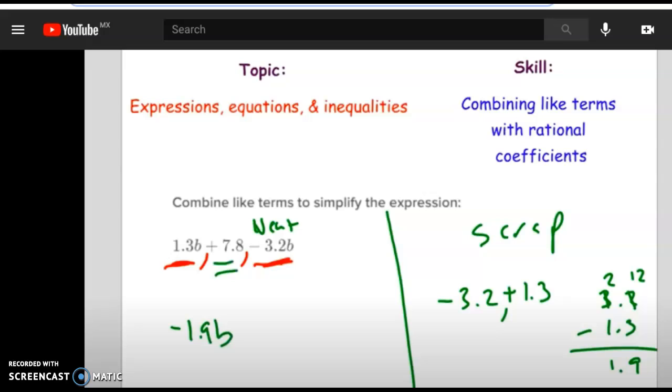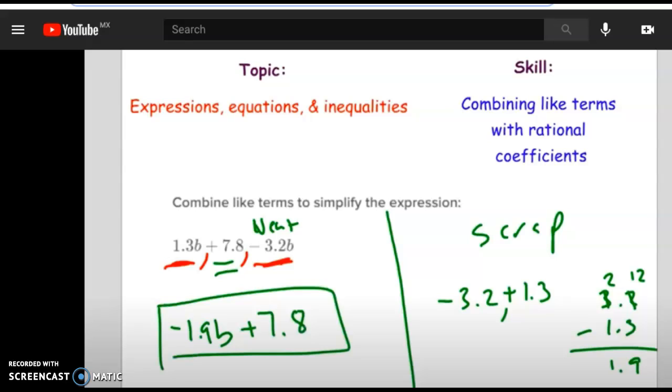and positive 7.8, so plus 7.8. And there is your simplified expression: negative 1.9b plus 7.8. Easy as that.